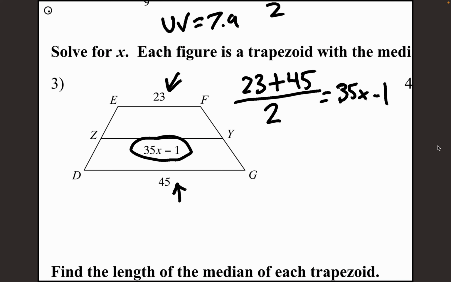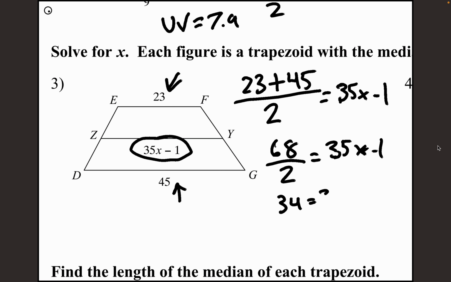So we just do the same thing. Let's do 23 plus 45. So 23 plus 45 is 68, divided by 2 equals 35x minus 1. We do the 68 divided by 2, we get 34 equals 35x minus 1.